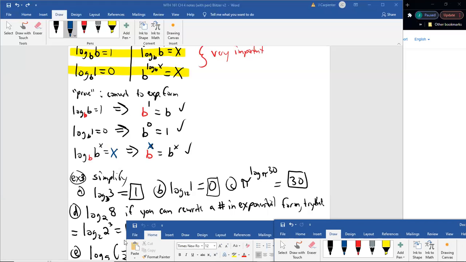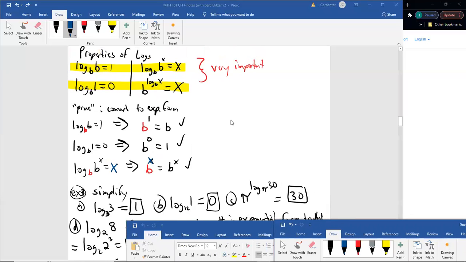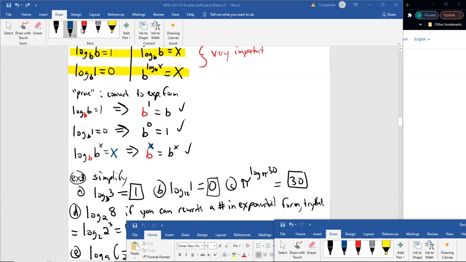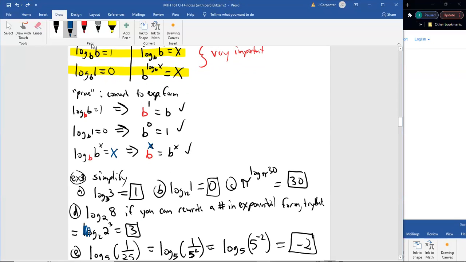Because now this is log base 2 of 2 cubed. It's hidden just a little bit. It's log base b of b to the x. The base of the log matches the base of the exponential. So the whole thing is just equal to the exponent. Again, the idea here is that all of this stuff just cancels each other out, and the answer is the exponent of 3.